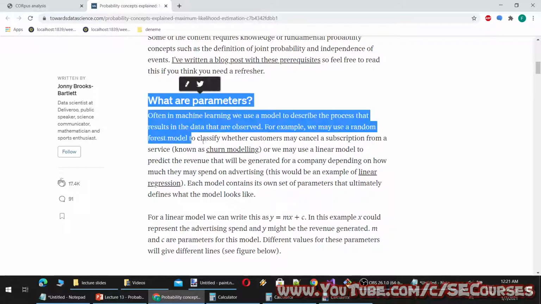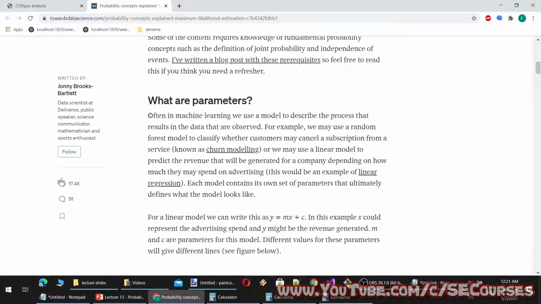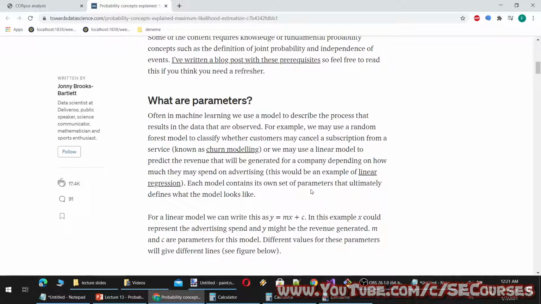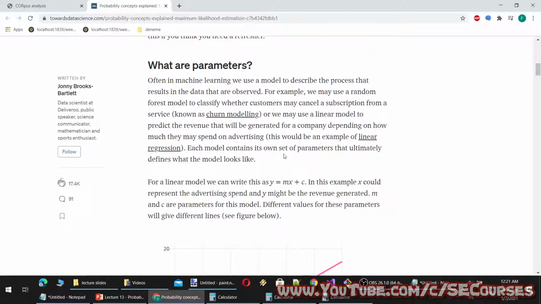Okay, so let's continue. What are parameters? Often in machine learning we use a model to describe the process that results in the data that are observed. For example, we may use a random forest model to classify whether customers may cancel a subscription from a service, known as churn modeling, or we may use a linear model to predict the revenue that will be generated for a company depending on how much they may spend on advertising. This would be an example of linear regression.